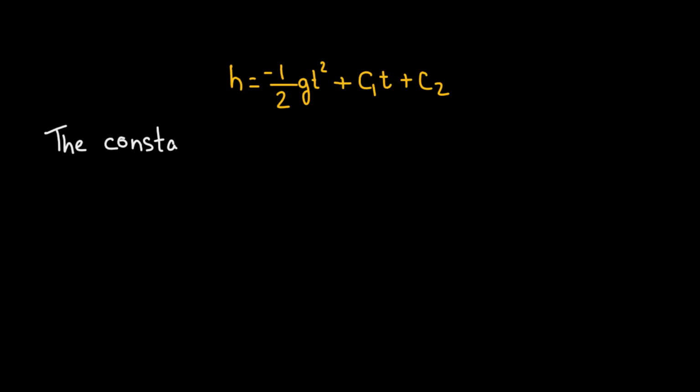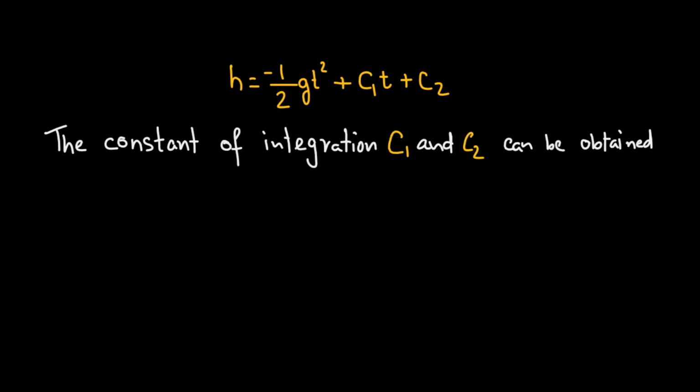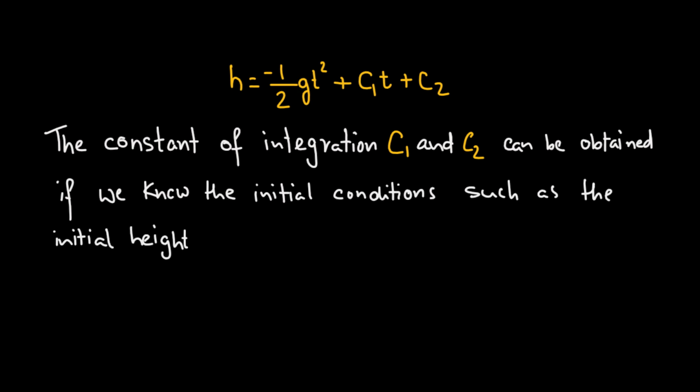The constants of integration c1 and c2 can be obtained if we know the initial conditions, such as the initial height h of 0 and the initial velocity dh over dt at t equals 0. Different areas where differential equations arise.